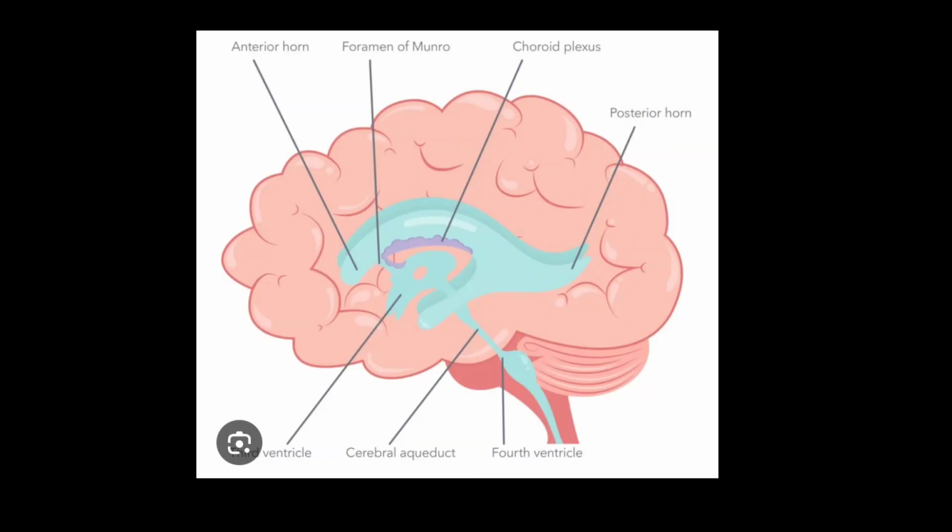Another image beautifully explaining the ventricular system. You can appreciate the anterior horn, and you can also appreciate the foramen of Monro, which communicates the anterior horn of the lateral ventricle to the third ventricle. The choroid plexus can also be seen. The function of the choroid plexus is to secrete the CSF, and in the view you can see the cerebral aqueduct and the fourth ventricle.